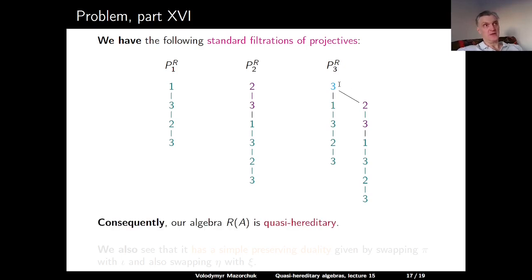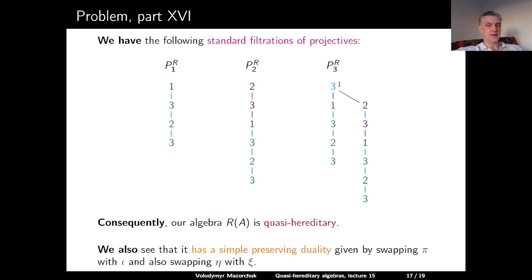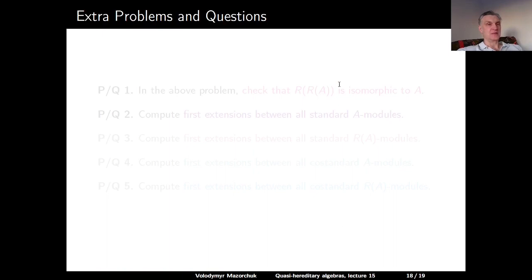Consequently, we also see that our Ringel dual is a quasi-hereditary algebra. And we also see that it has a simple preserving duality, which is given by swapping pi with iota and also swapping eta with psi. This completes our problem. Some extra problems and questions.